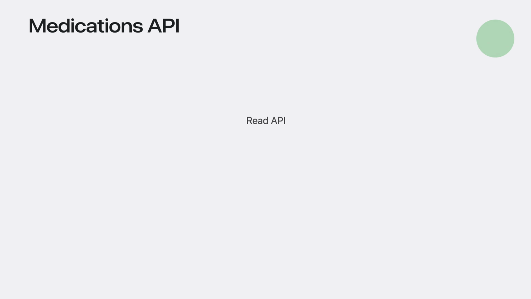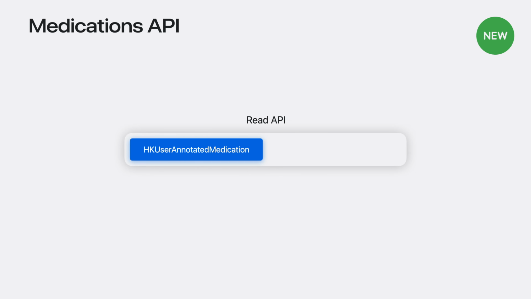Today, the data your apps can fetch from HealthKit is expanding. We're adding the ability to read medications and dose events. The object that represents medications is named HKUserAnnotatedMedication. HKMedicationDoseEvent represents the doses logged for a medication. It's a new kind of HKSample.